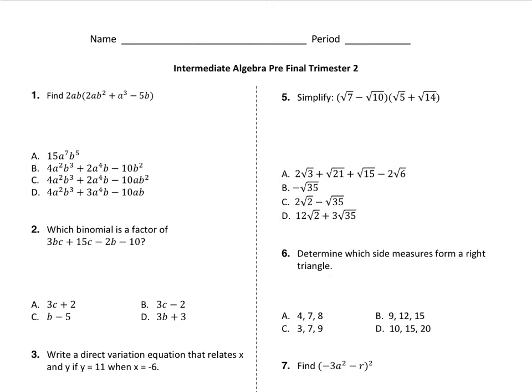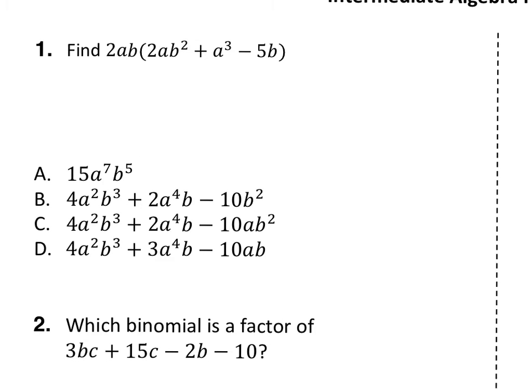Hello, let's take a look at the pre-final for trimester 2. Number 1 says find 2ab times the quantity 2ab squared plus a cubed minus 5b.